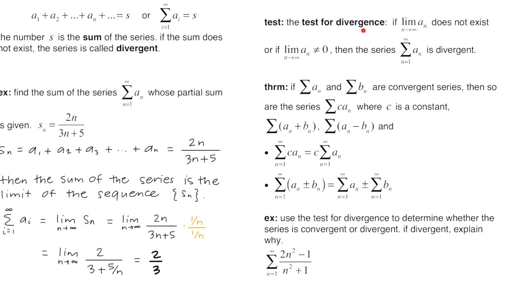Next, we have the test for divergence. If the limit as n goes to infinity of a sub n does not exist, or if the limit as n goes to infinity of a sub n doesn't equal 0, then we say that the series is divergent.